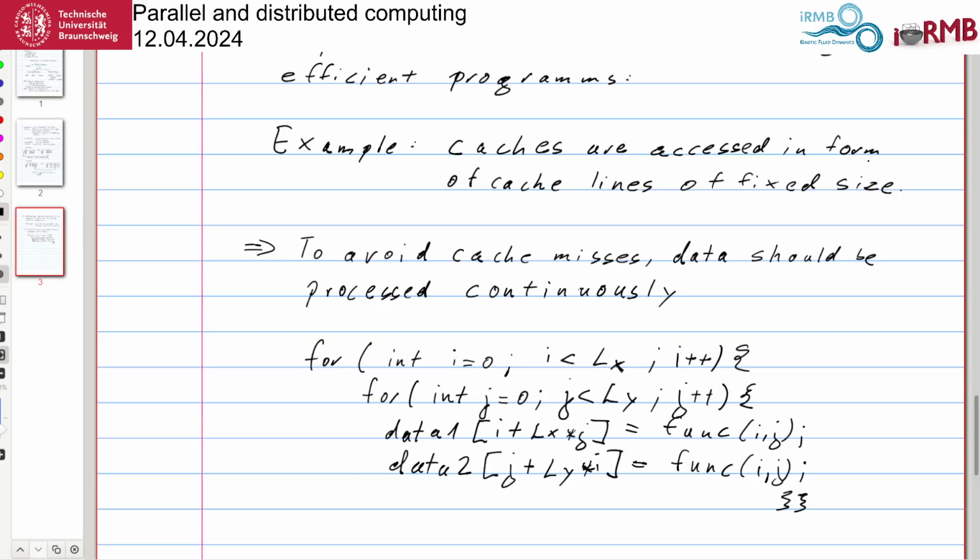So in the second case, we are actually proceeding continuously. It can fill up a cache line and write it only then. So this one is the one that is bad, and this one is the one that is good.